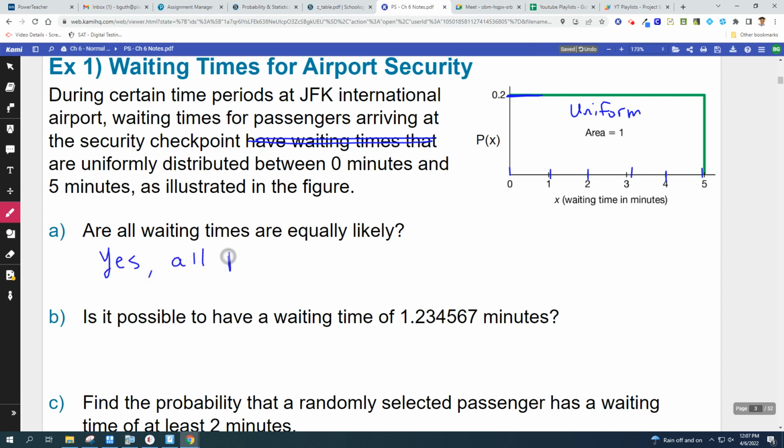We can say the probability of any x equals 0.2. Is it possible to have a waiting time of 1.234567 minutes? And again, that's yes, because this is continuous. Continuous, remember, means you can trace it from left to right. That is continuous. So it is possible to have 1.234567. It's right there. It's still going to have a probability of 0.2.